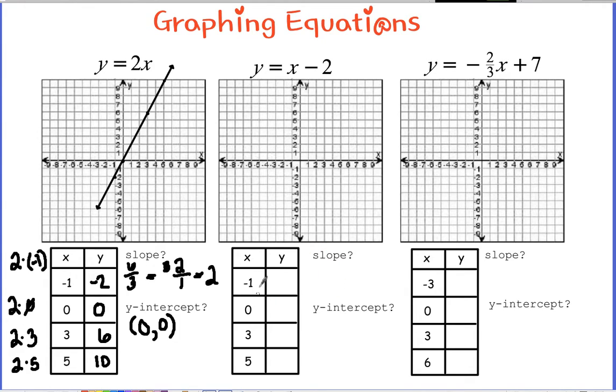Right, so again, we can try this one. So we do -1 minus 2. So -1 minus 2 is going to give me a -3. So -1, -3. 0 minus 2 gives me a -2. 3 minus 2 gives me 1, and 5 minus 2 gives me 3. So now I know my ordered pairs are then 0, -2, 3, 1, and 5, 3.